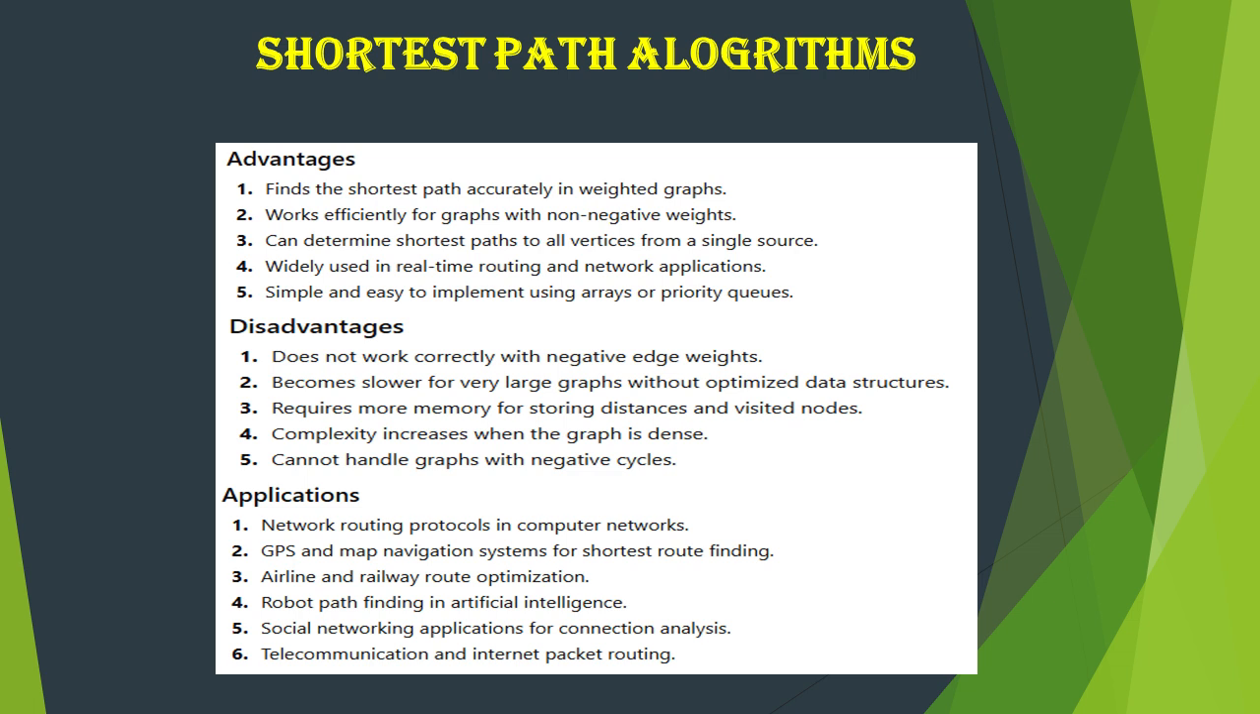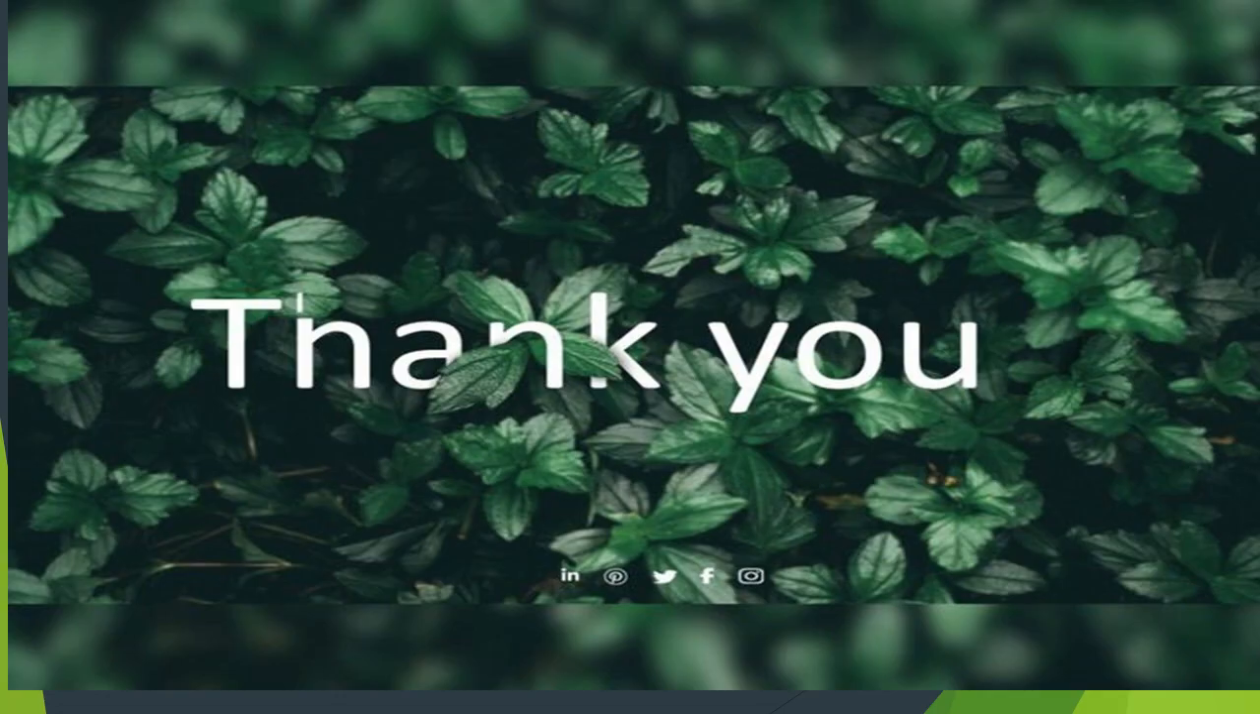We will see the applications one by one. Network routing protocols in computer networks, and the second application is GPS and map navigation systems for shortest route finding. The third application is airline and railway route optimization. Fourth, it is used in robot path finding in artificial intelligence. Fifth one is social network applications for connection analysis. The sixth one is telecommunication and internet packet routing. This is all about Dijkstra's algorithm in the shortest path problem.